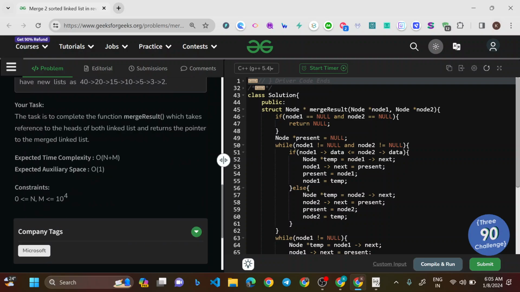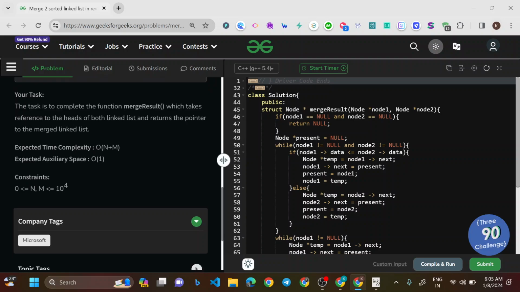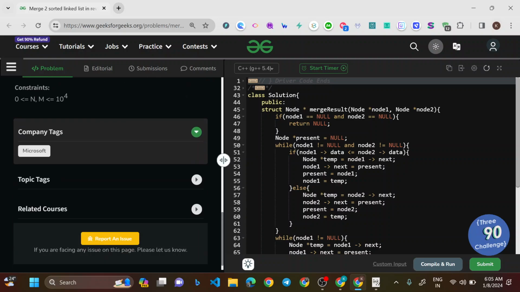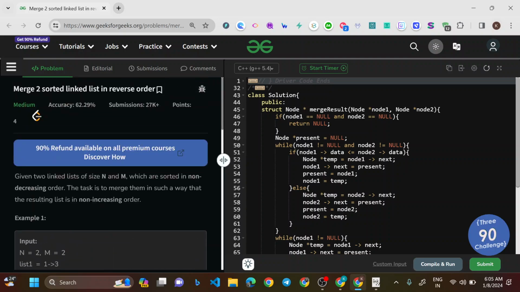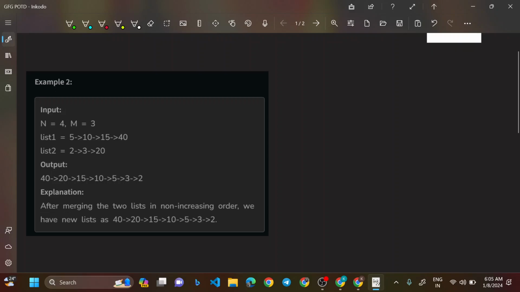So these are some of the examples given. We'll go through them. The expected time complexity is O(n plus m) and space complexity is O(1). We are going through the same solution, and these are the constraints, the company tags and the topic tags. Now let us understand this question in brief. What are they actually expecting us to do?